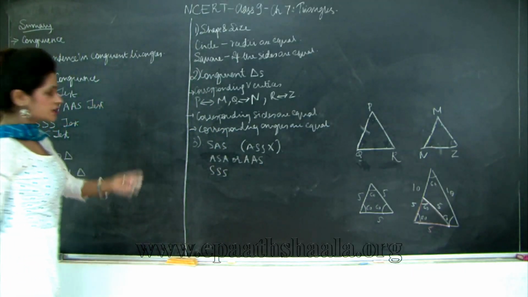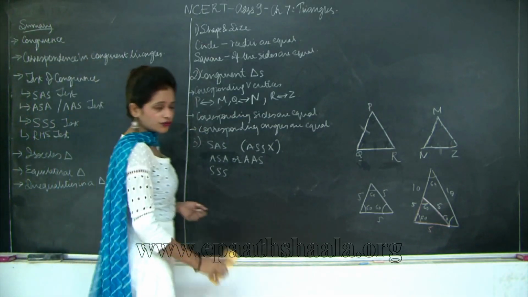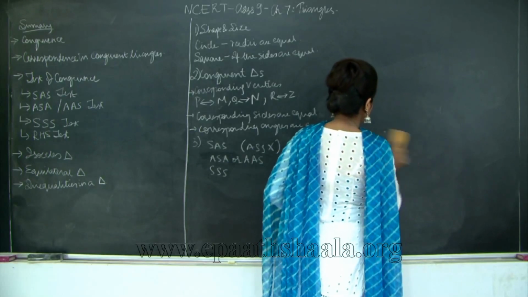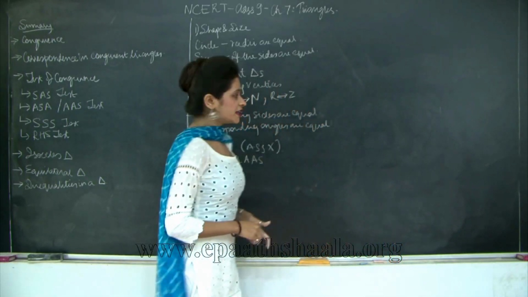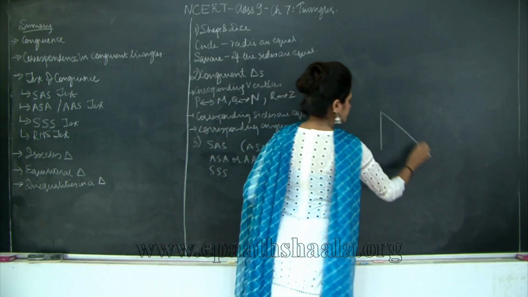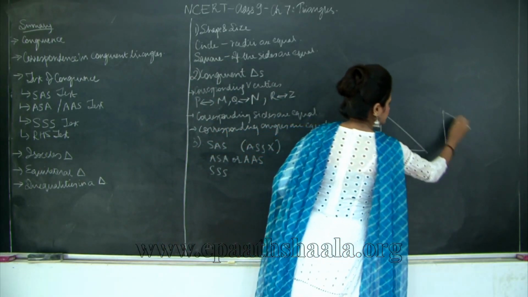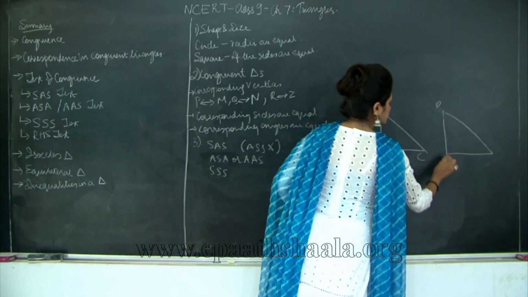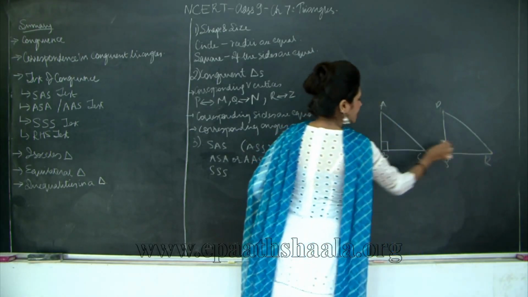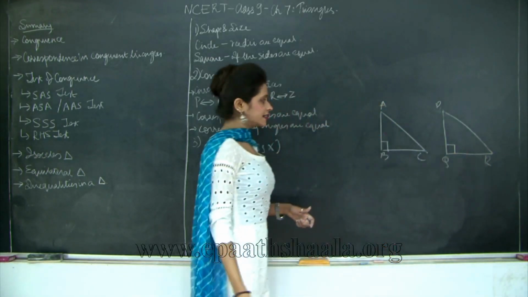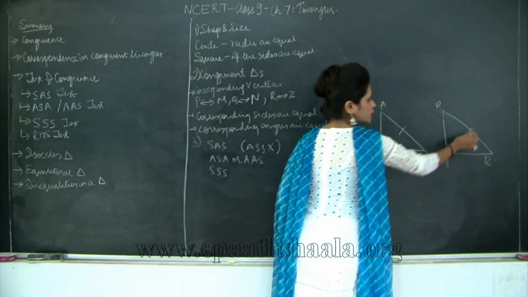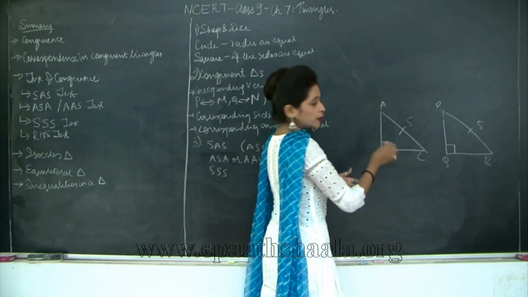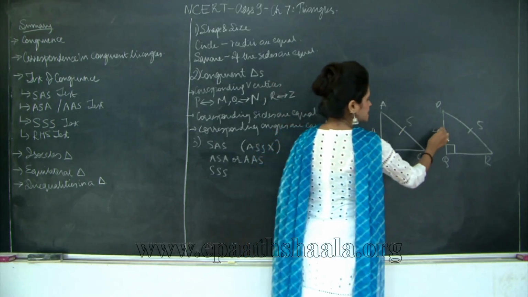Then we have the RHS test of congruence. So, what is the RHS test of congruence? If I have been given two right angle triangles, let's say ABC and PQR, where angle B is 90 degrees and angle Q is equal to 90 degrees, I have the hypotenuse equal to each other, let's say 5 units, and any one side is given as congruent. Let's say this is 4 units and this is 4 units.